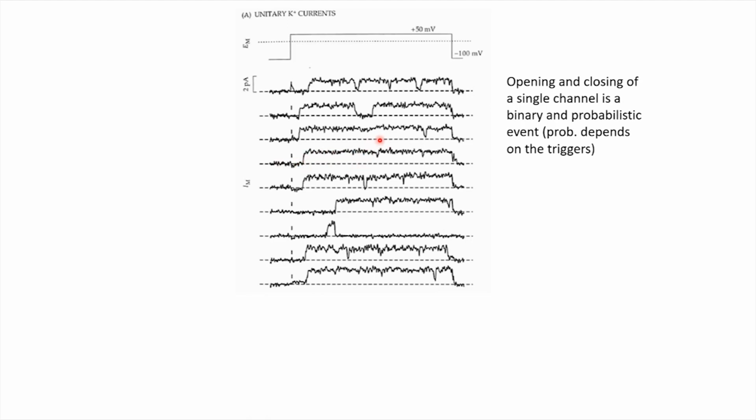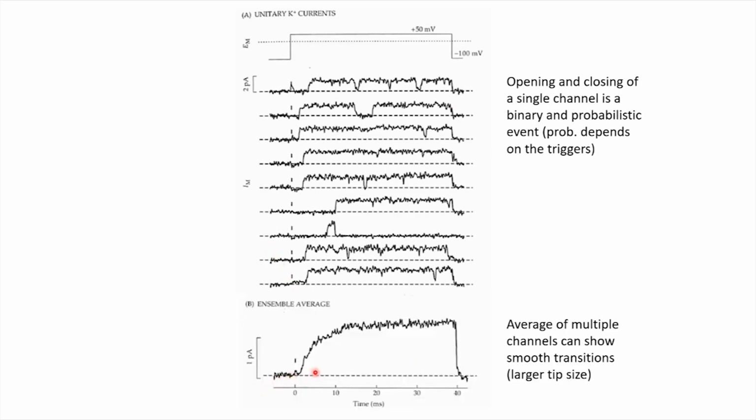Now if we average over multiple channels and we make a summary of the different channels, then we get a trace like this. So this is the total current through many potassium channels in response to the voltage pulse that is given in the membrane.